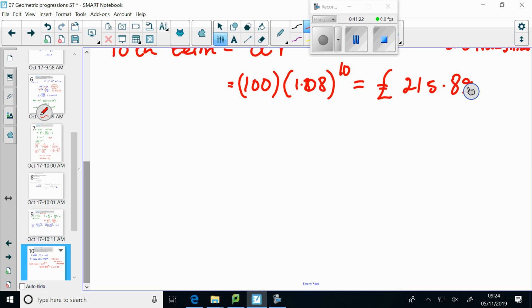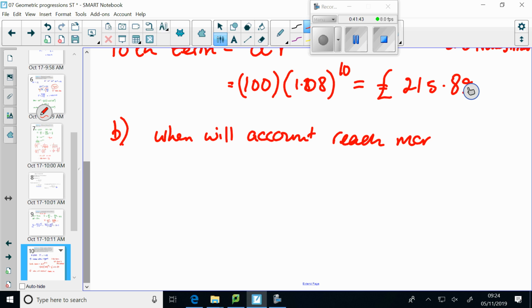So B is when will it reach more than £300. Okay. How can we tackle that problem, do you think?